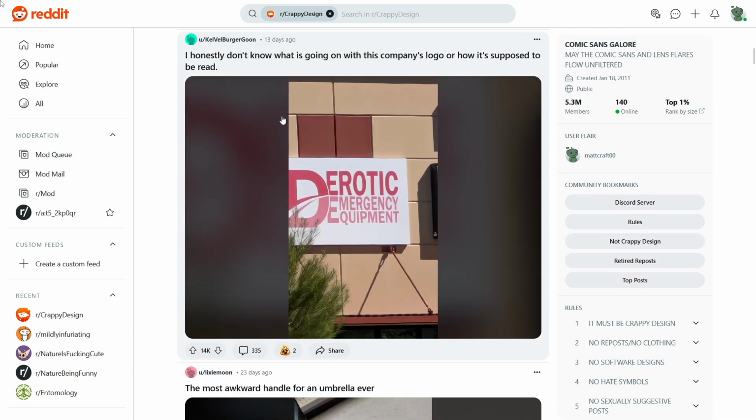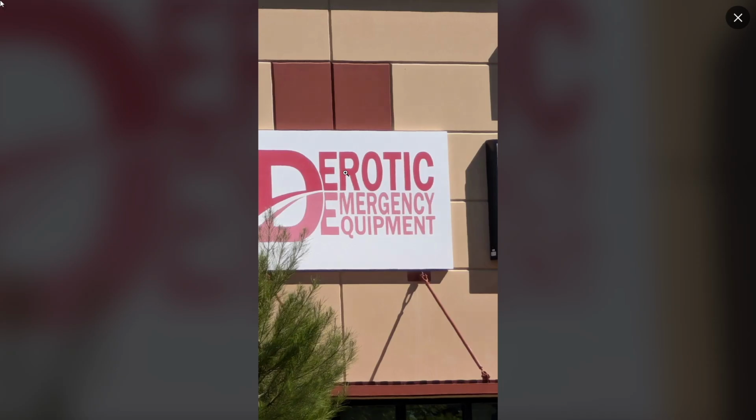I honestly don't know what's going on with this company's logo. How is it supposed to be read? Erotic emergency equipment. Okay, so the D is going up top. And the E is for below. So it's erotic emergency equipment.